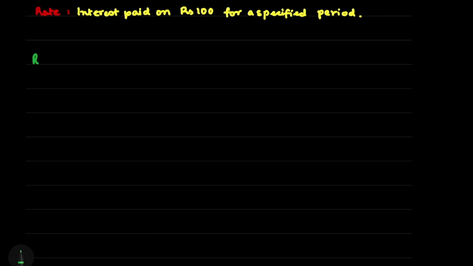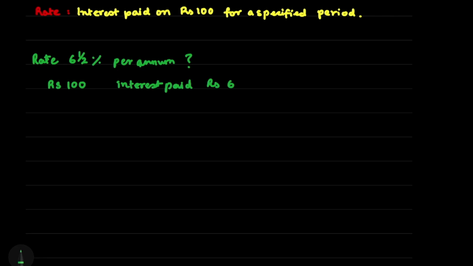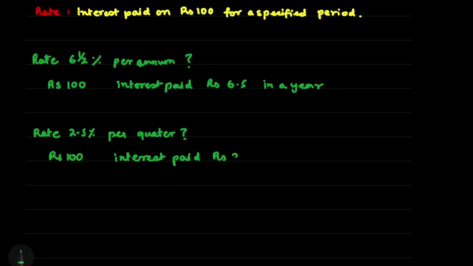Let's just say a rate of 6.5% per annum means that for rupees 100 borrowed per annum, or every year, the interest paid would be rupees 6.5, or 6 rupees 50 paise, in a year. Similarly, a rate of say 2.5% per quarter. What does it mean? For every 100 rupees borrowed, the interest paid is rupees 2.5 for 3 months. That's the basic difference, and it gives us an understanding of what a rate exactly means and how it is specified for a particular time period.